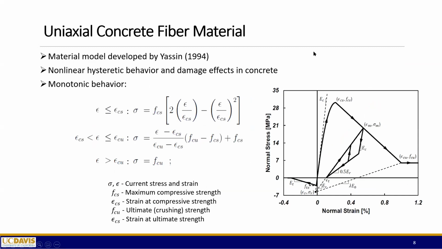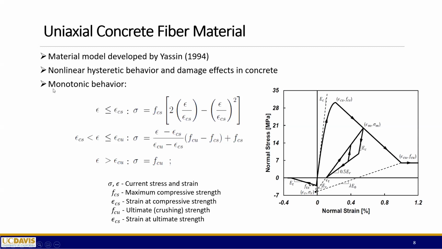Next, we move on to the uniaxial concrete fiber material. This material model we are using here was developed by Yassin in his doctoral dissertation in 1994. This model can capture the nonlinear hysteretic behavior and damage effects in concrete. Here, this plot shows the general mechanical response of this material model.